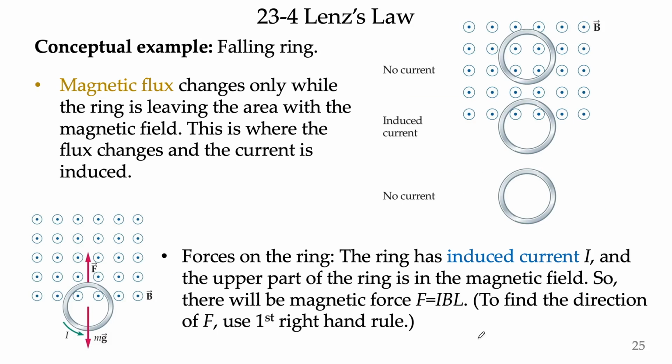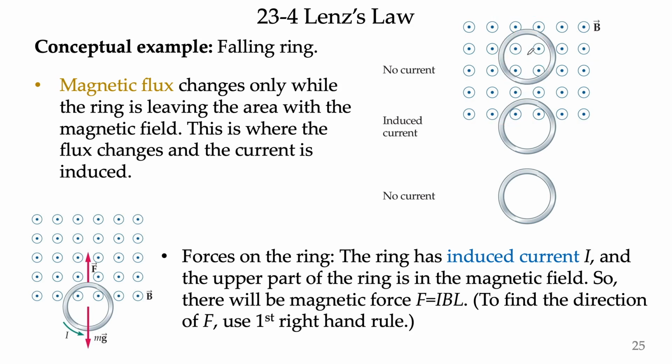Okay, what about the falling ring? Now you have some background magnetic field, but it's restricted to this area. So only in this area there is magnetic field. Okay. So now as this ring moves down, let's say it moves here.